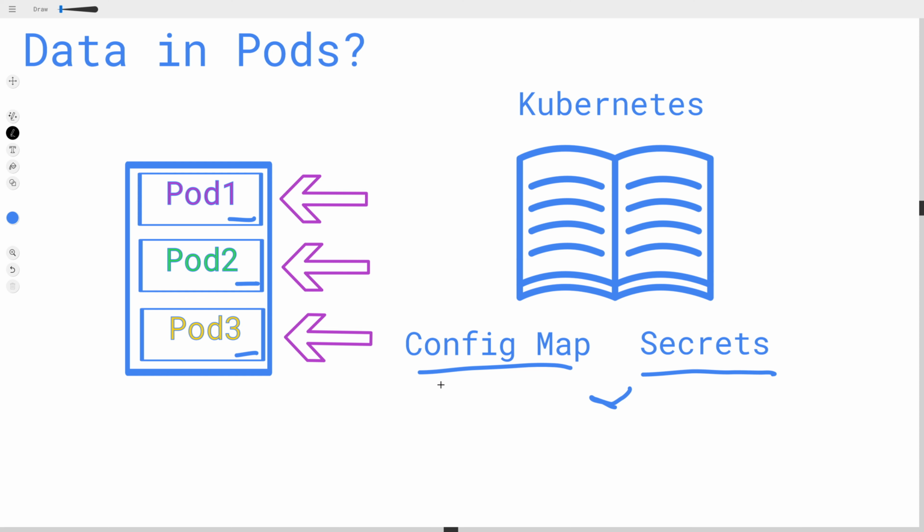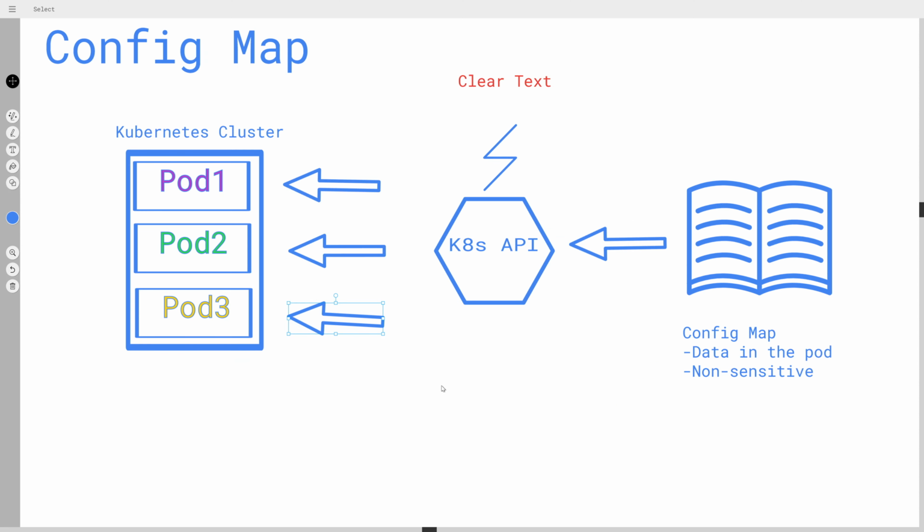So the config map is pretty much the default object in Kubernetes that we use to inject information into running pods, but it's not for sensitive data. Let's take another look at this. So what happens is that we've got data that we want to stick in the pod. It's not sensitive, and we are basically going to inject it through the Kubernetes API. And the idea here is that it's going to get mounted into these pods, and that information is then going to be read as needed.